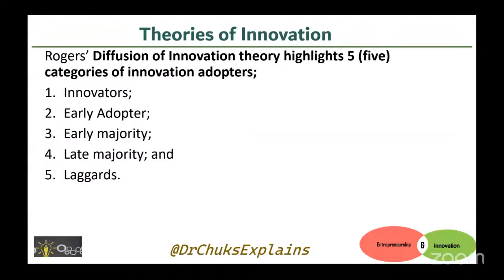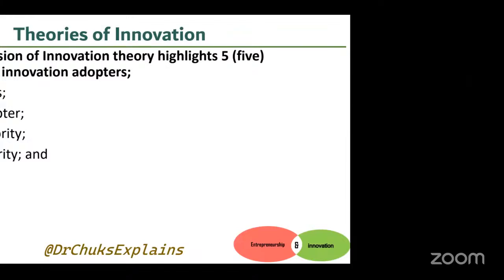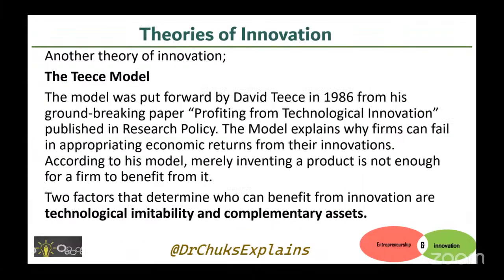Now, still on the theories of innovation, Rogers' diffusion of innovation theory highlights 5 categories of innovation adopters. That is, those that will quickly go for an adoption of a new product, a new process, a new marketing avenue, as we've talked about earlier. These 5 categories are: number 1, the innovators. Number 2 is early adopters. Number 3 is early majority. Number 4 is late majority, and number 5 is the laggards. In the course of our discussion, we'll explain these in detail, but let's move on and complete our explanation on the theories of innovation.